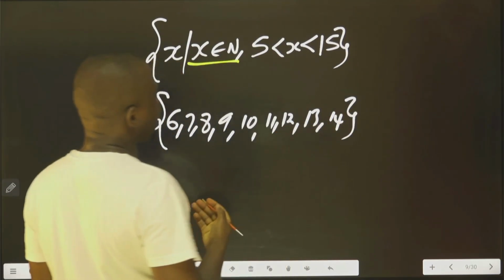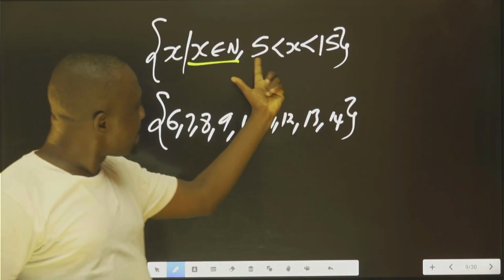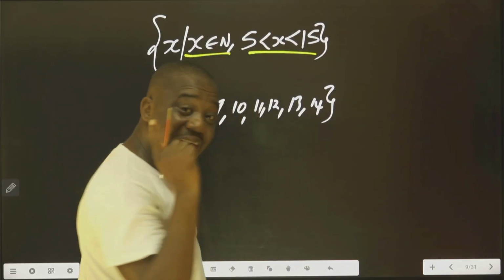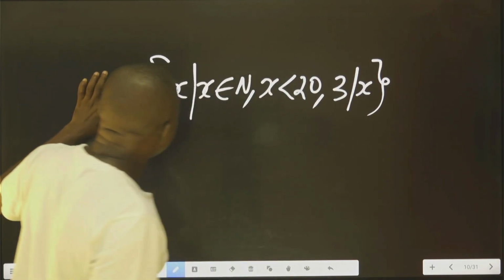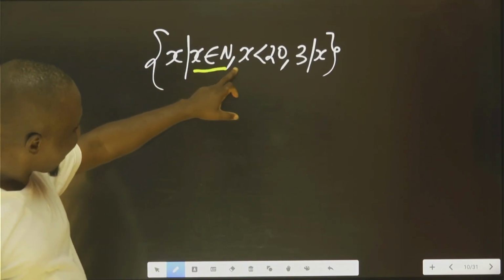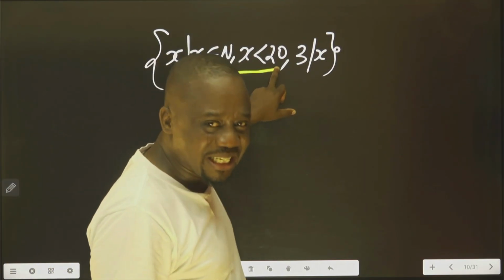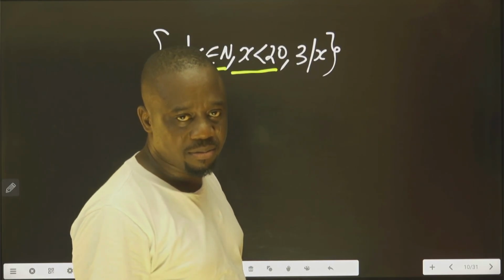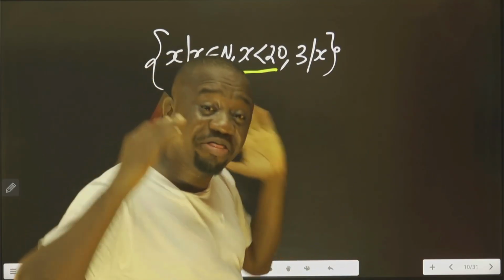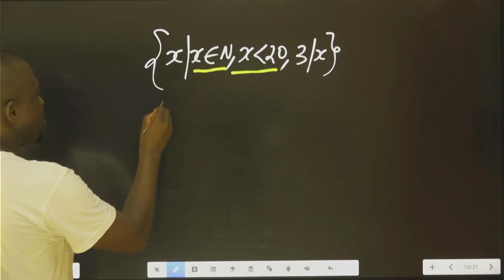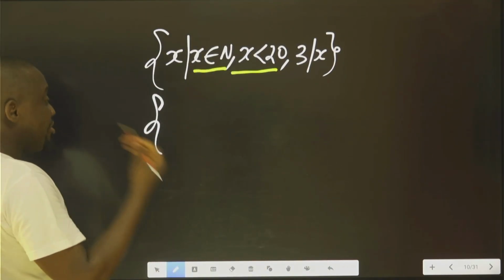We stop here. So these values are between 5 and 15. Now, let's look at the next one. Here, S is a natural number. S is less than 20. When you see this, we are saying what? Multiple of 3. So all the multiples of 3 less than 20. That's what we're going to consider. So, what are the multiples of 3?